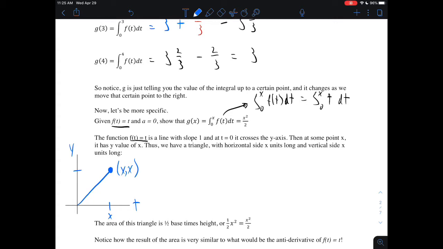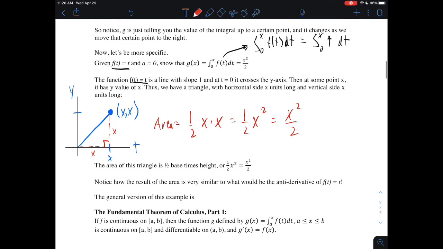So if we want to think what is the area underneath that curve, again, we just have a triangle. The horizontal side is x units long. The vertical side is x units long. So the area is equal to 1/2 x times x, which is 1/2 x squared, which is x squared over 2. Exactly what we wanted to show.